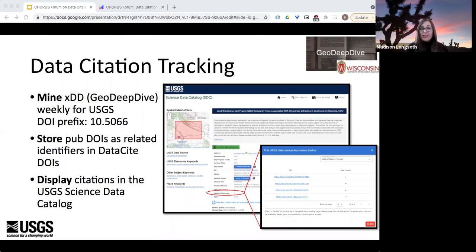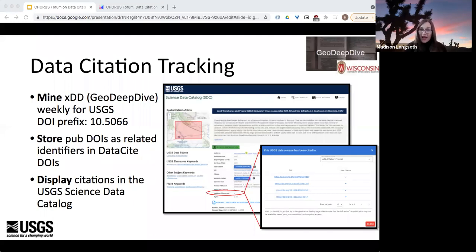At that time, some of our colleagues had been using XDD, formerly known as GeoDeepDive, to mine full text articles for information. XDD negotiates agreements with publishers to allow programmatic mining of published content. Currently, there are over 14 million documents in XDD. And we focused on using this service to look for references to DataCite DOIs that had our USGS 10.5066 prefix. So XDD will return articles that include 10.5066 DOIs, as well as a snippet of the information around that mention to provide a little context of where it's being used.